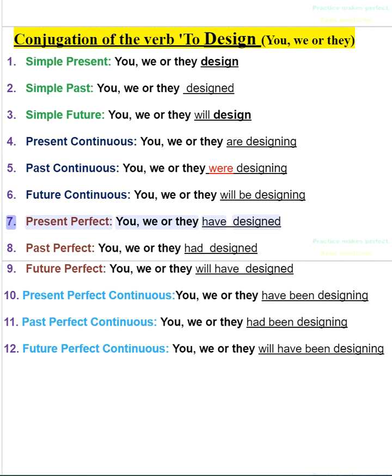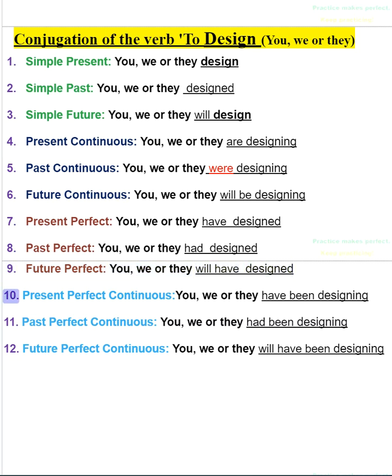7. Present perfect, you, we, or they have designed. 8. Past perfect, you, we, or they had designed. 9. Future perfect, you, we, or they will have designed.